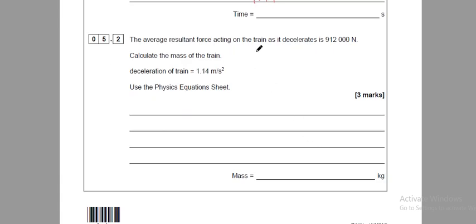The average resultant force acting on the train as it decelerates is given. Calculate the mass. We know that force equals mass times acceleration. So mass will equal force, which is 912,000, kilogram.